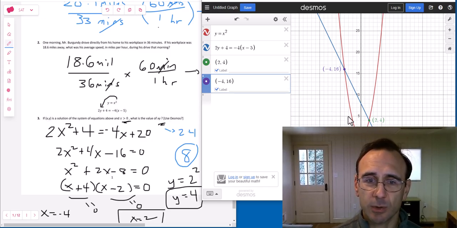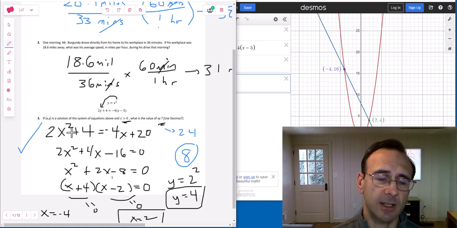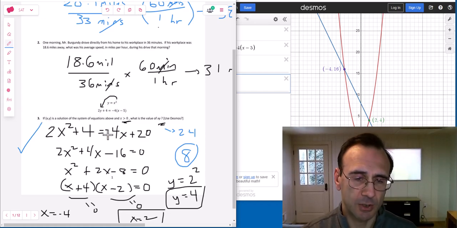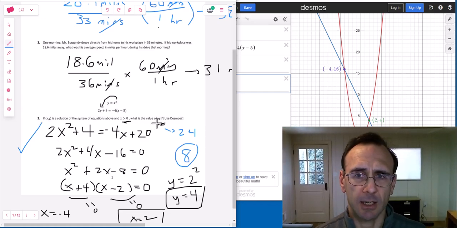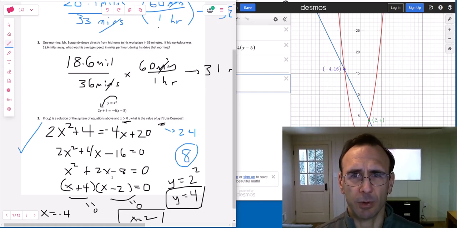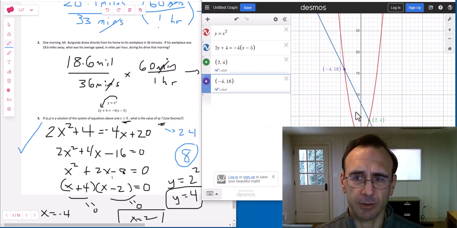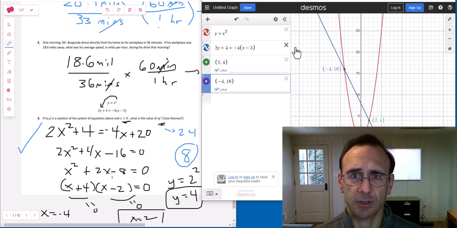So Desmos is super powerful for some of these systems. It is worth knowing how to do this algebraically because they may change the problem in a way where Desmos becomes more difficult. But clearly for this one, Desmos is way easier. So anytime you're doing SAT math homework, always have Desmos open. And this is just desmos.com/calculator.